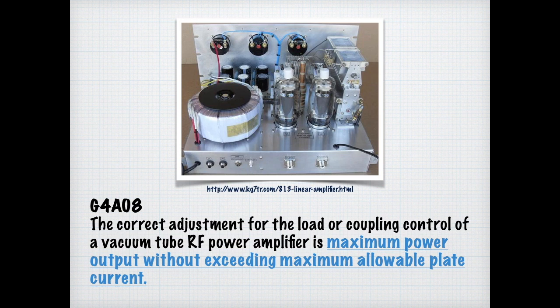Even today, some of the most powerful amplifiers for radio are still tube type amplifiers. For the exam, you need to know that the correct adjustment for the load or coupling control of a vacuum tube RF power amplifier is maximum power output without exceeding maximum allowable plate current.